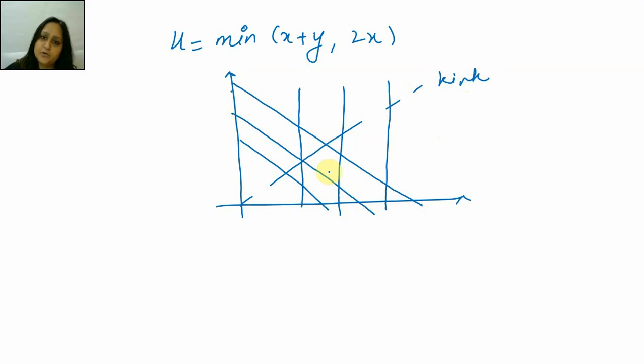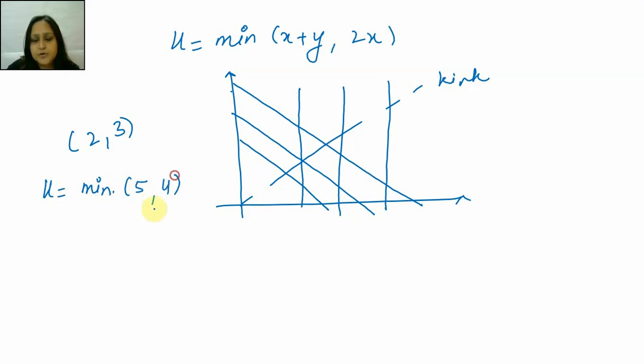Now I have to figure out what to keep and what to discard, है ना? उसके लिए let's take a point. Let's suppose I take a point of 2, 3. At a point of 2, 3, my utility is minimum of 2 plus 3, 5, and 2 into 2, 4. Minimum is 4. So for a utility of 4, I have a point which is 2, 3. Do I have a point 2, 2?